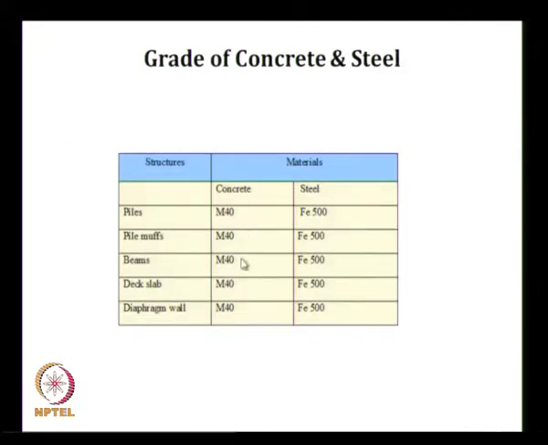These are the specifications for concrete and steel. We are using M40 grade for all pile and diaphragm wall. Fe 500, there is a code called IS 2062 which gives these details. Fe 500D it is called, D means it is ductile.